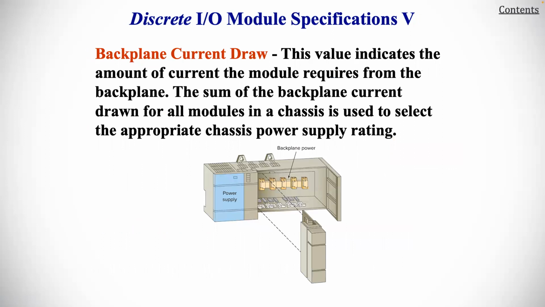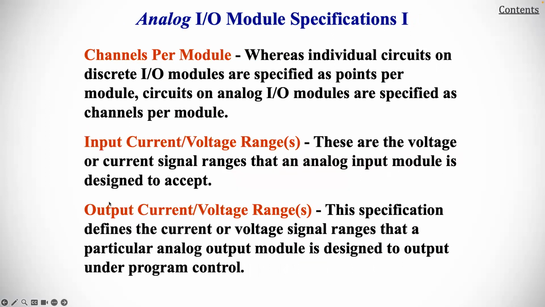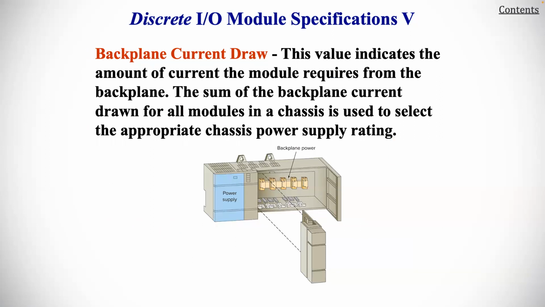Then we have this one on the backplane current draw. You only have so much current available. So even though you may be putting in more and more modules, if you have one that has a huge current draw that maximizes what the power supply can handle, that's going to be it. You're not going to be able to handle anything more. So these were all the discrete.